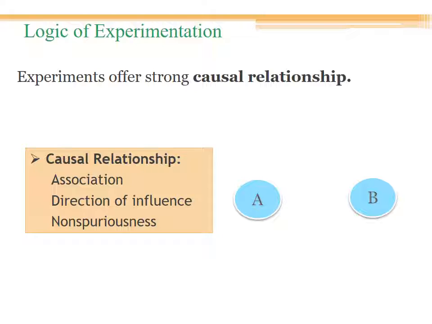First is an association. So there's a relationship between these 2 variables, variable A and B. Next, we determine the direction of influence. So which one causes change in the other? Here we see that we're hypothesizing that variable A causes change in variable B. Lastly, we want to check that it's non-spurious, meaning that a third variable is not causing the change.